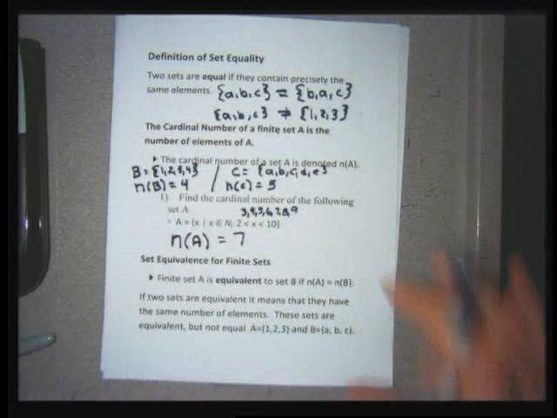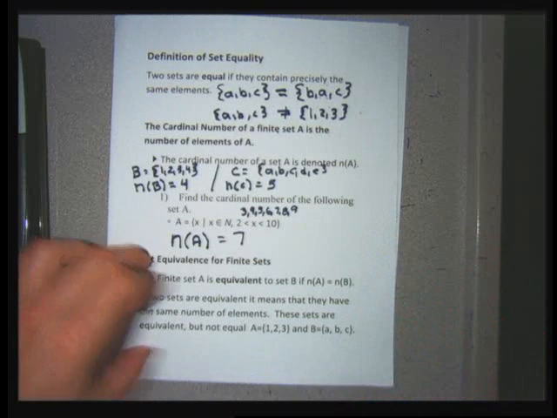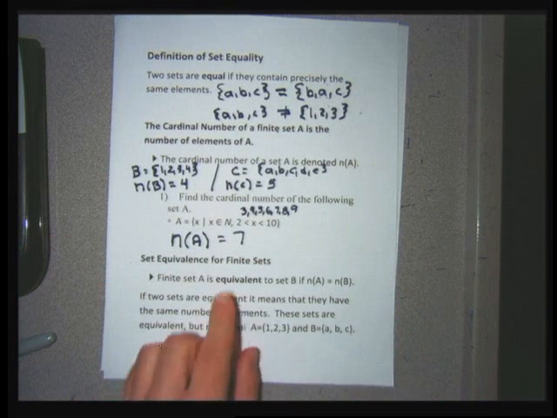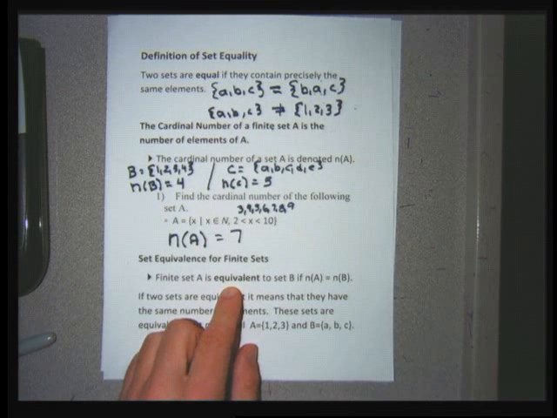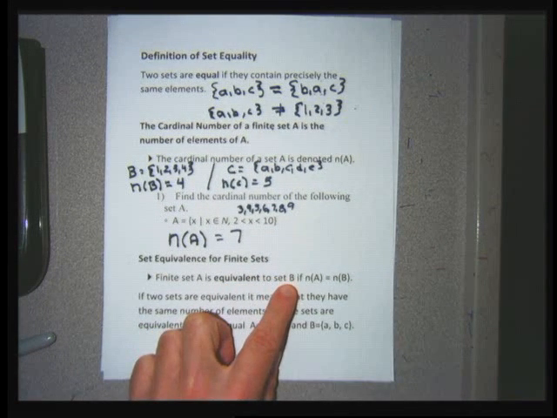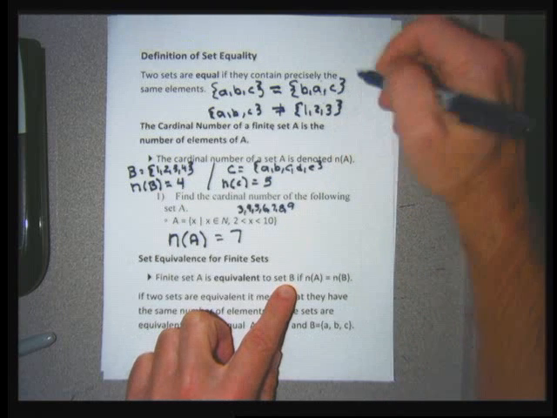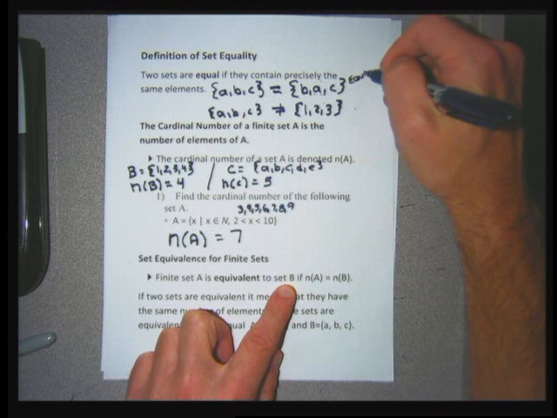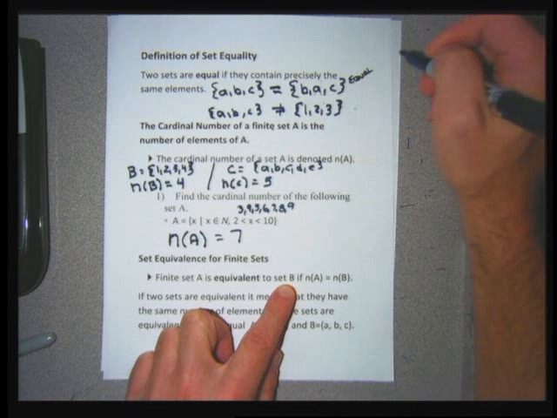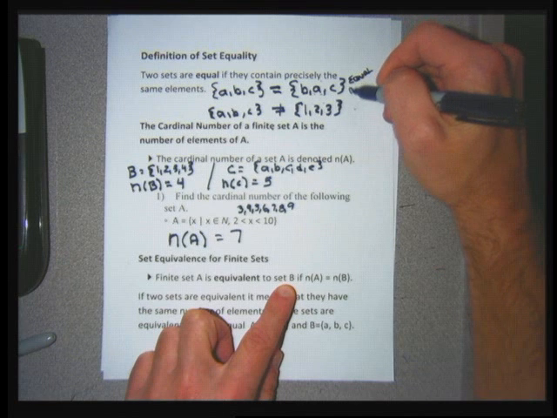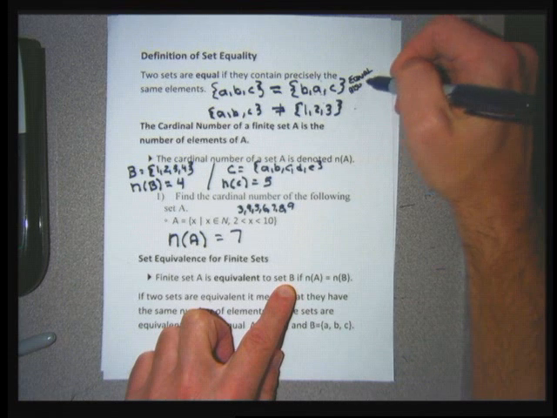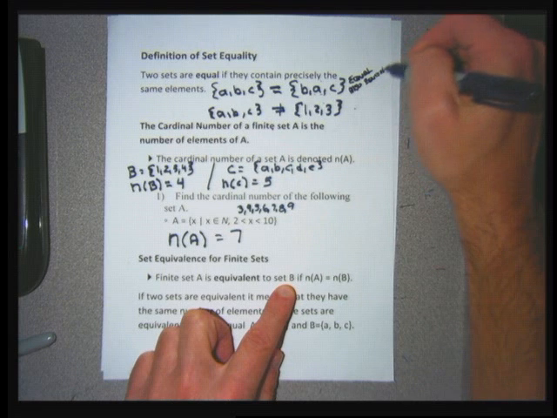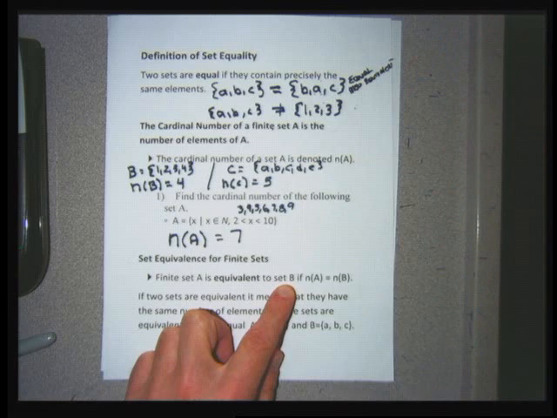There's not much left in my handout here. The last thing I see is equivalence, and two sets are equivalent if they have the same number of elements. So these sets that I wrote up top, the first two sets are equal because they have the exact same elements. They're also equivalent. To be equivalent, you can be equal, but you don't have to be equal. To be equivalent, you just have to have the same number of elements.